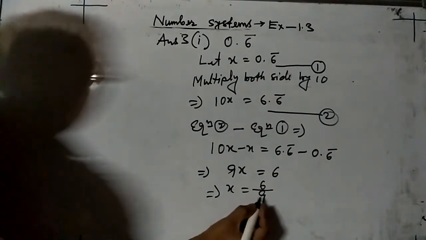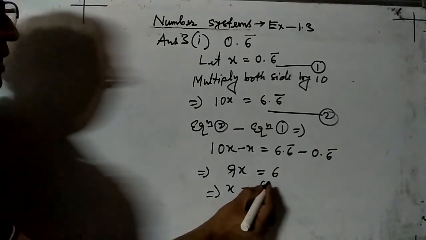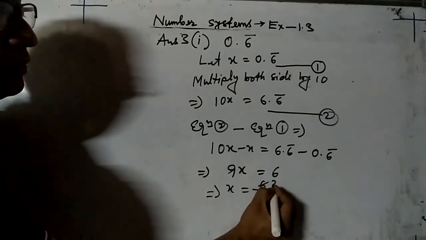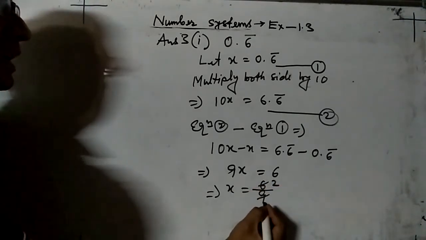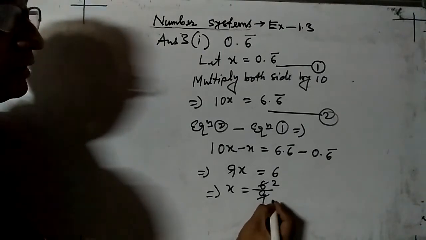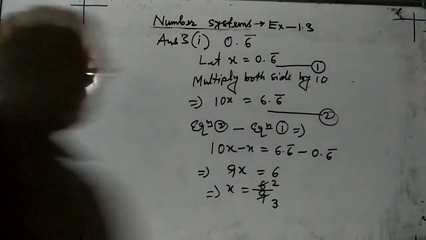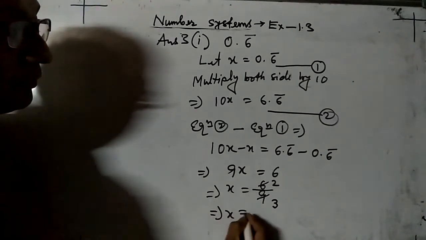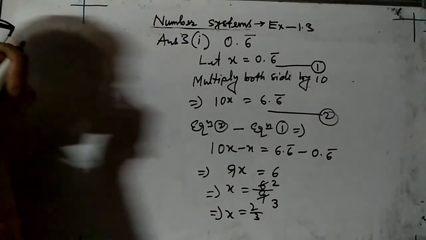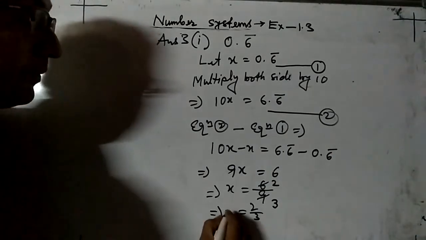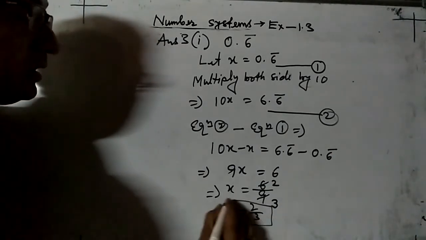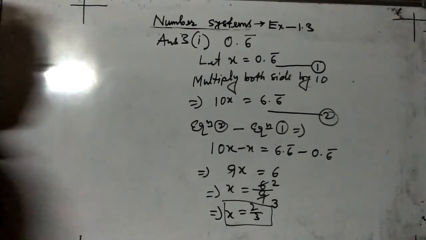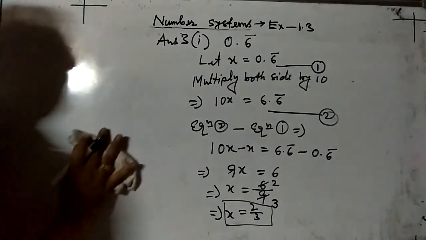If any factor is common between these two, then cancel it. We can cancel 6 by 3: 3 2s are 6, and 9 is divisible by 3, 3 3s are 9. So we are getting x equals 2 by 3, and this is our answer. This is in P by Q form. One more question I am showing, that is the second part.